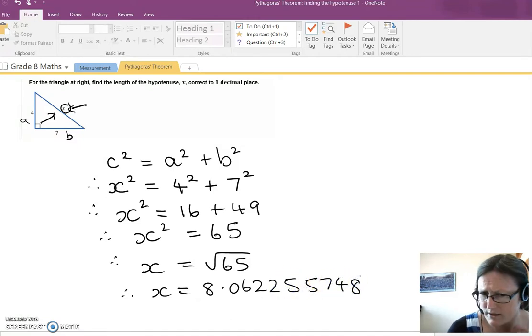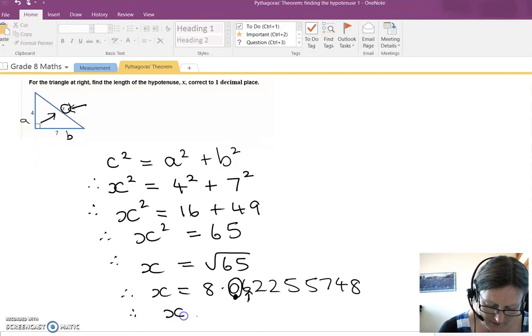8.062255748. We can't write centimetres or anything because we don't actually know. It hasn't told us. It does ask us to round off to 1 decimal point, so now round off. It wants us to round off to 1 decimal point, so we look at the one after that, the second place. It is bigger than 5, so we round this 0 up to 1. So x is equal to, or as approximately equal to, we say approximately as we are rounding off, it's approximately equal to 8.1.